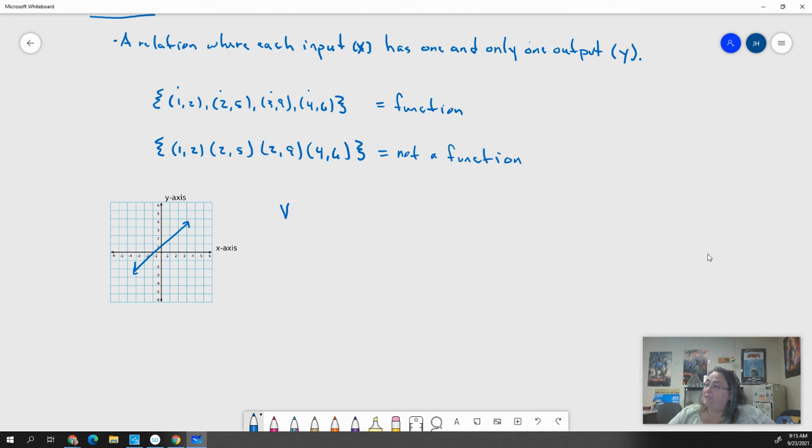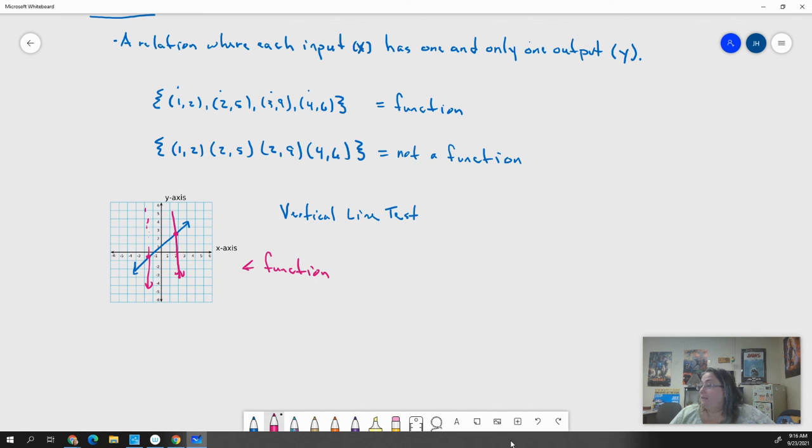Any graph to be a function, any equation to be a function, it would have to pass what we call the vertical line test, which means that I can drop a vertical line anywhere into the graph of that equation, and it should only cross it at one point. Here it crosses at one point, here it crosses at one point, right? As long as it only crosses at one point, it's a function. This here is a function.